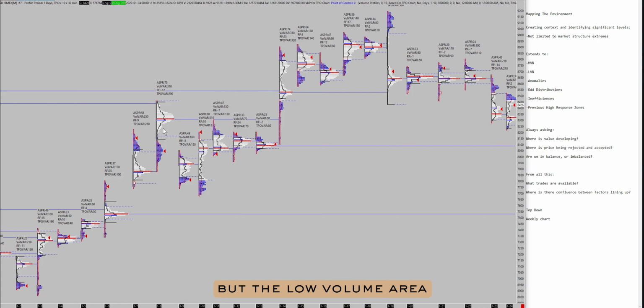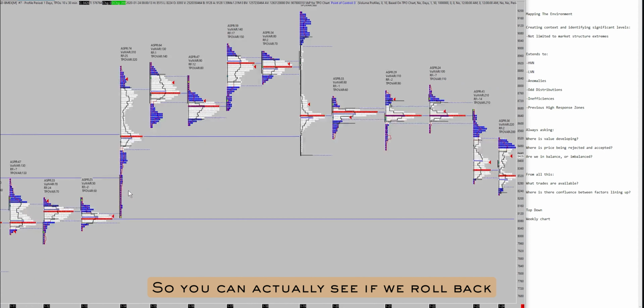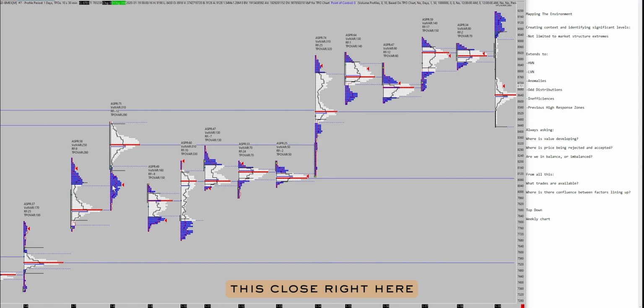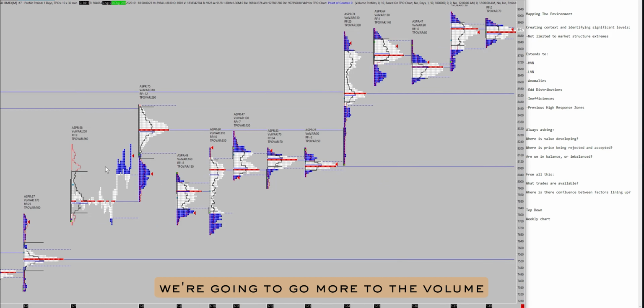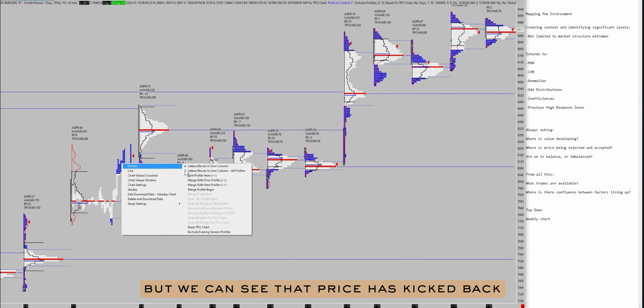It's a high volume node, but the low volume area of this entire structure, if we're going to say two high volume nodes, and we're back essentially at the previous day's value area. So we don't have value overlap, but we're closing back within the value area of volume. So you can actually see, if we roll back, this close right here is within the volume value area, not within the TPO value area. So as we get into order flow, we're going to go more into the volume value area and the volume profile, which again is just very identical to the TPO, with the exception that it's where a specific volume came in. It is important to use both of these charts.